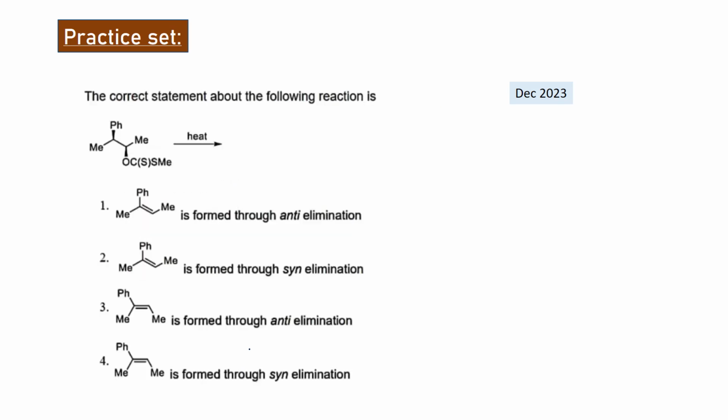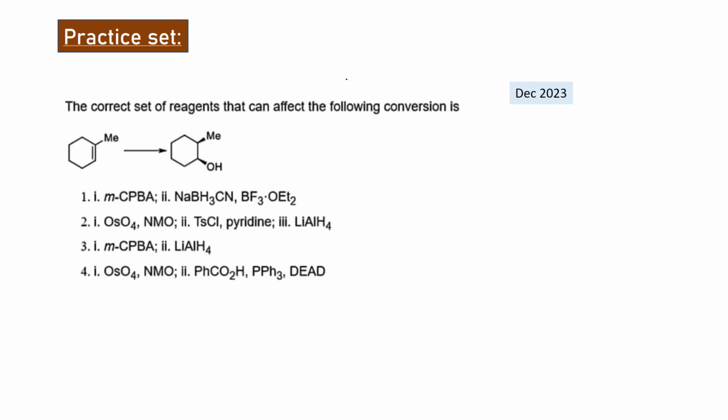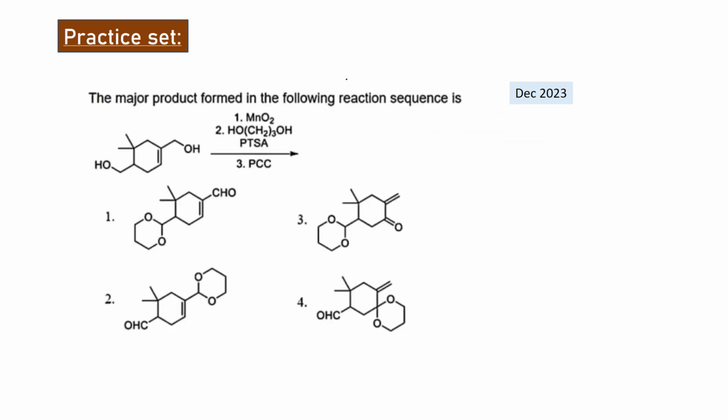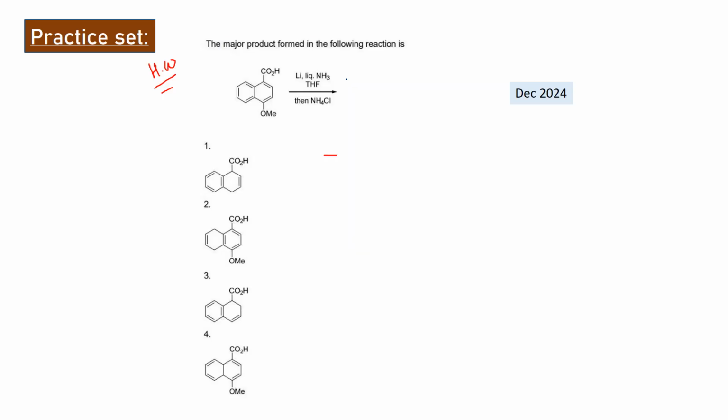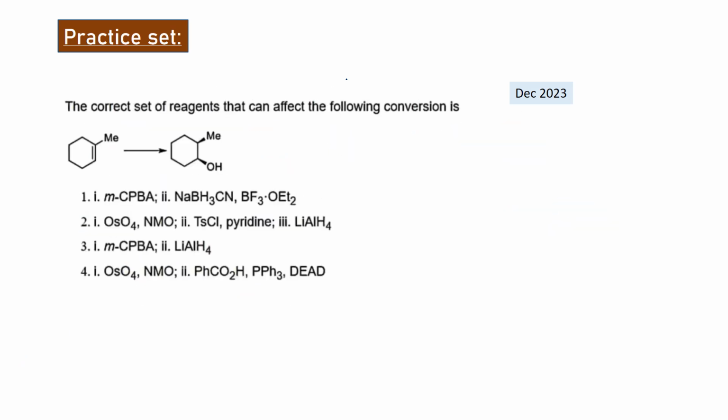Let's solve the next one. What will be the major product formed in the following reaction? What will be the correct option for this reaction? Let's go step by step. In the first step, if you add mCPBA and then NaBH3CN, if you add mCPBA, what will happen? It will form an epoxide.